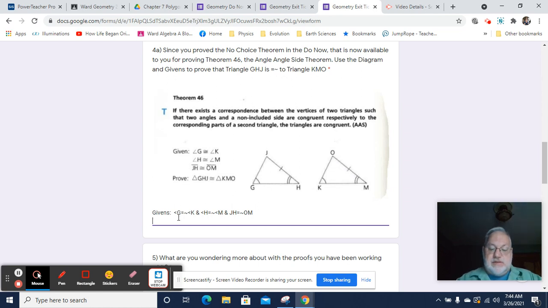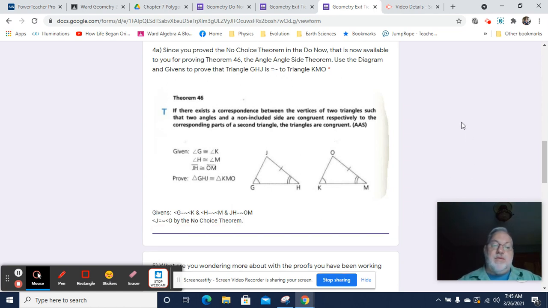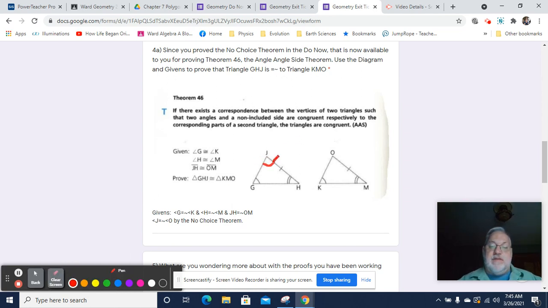And we can say that angle J is congruent to angle O by the no choice theorem. Angles J and O have no choice but to be congruent, since the other pairs of corresponding angles are congruent, because there's only going to be one number that will get us to 180, and that will be the measure of angles J and O. Okay, so now that we have that, and we can label that, now we can say that the triangles are congruent.